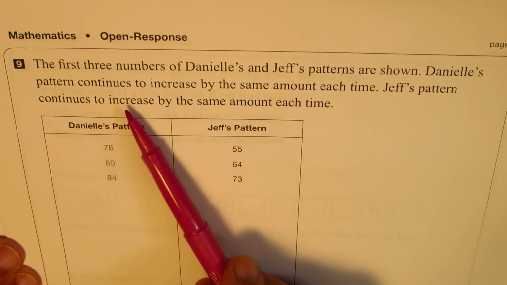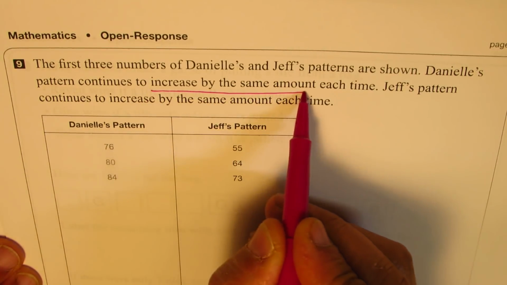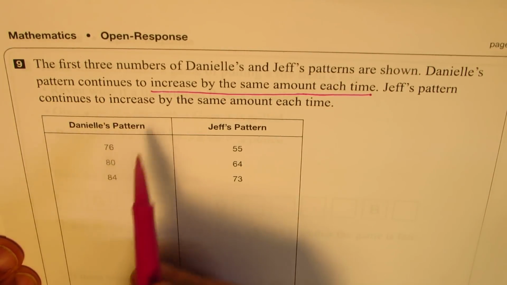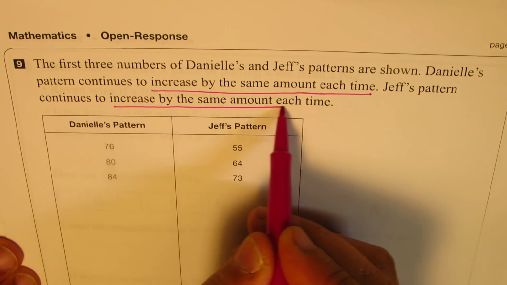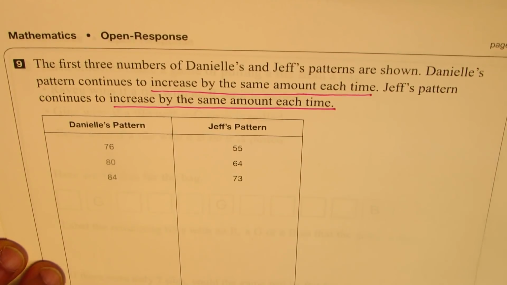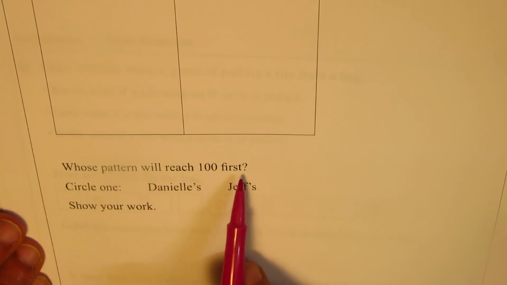Daniel's pattern continues to increase by the same number, right? Increase by the same amount each time. Jeff's pattern continues to increase by the same amount each time. So they are increasing by the same amount each time. What do you need to figure out? The question is, whose pattern will reach 100 first?